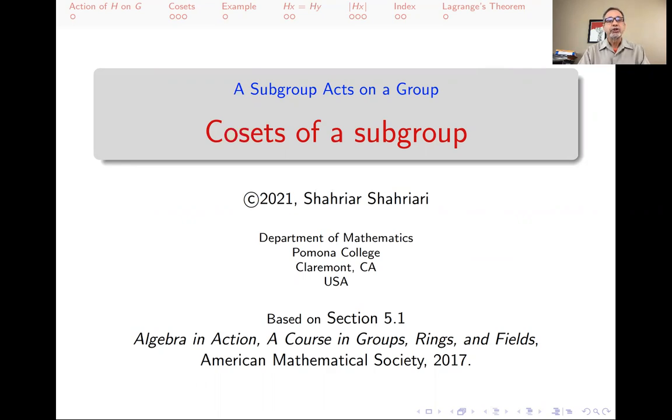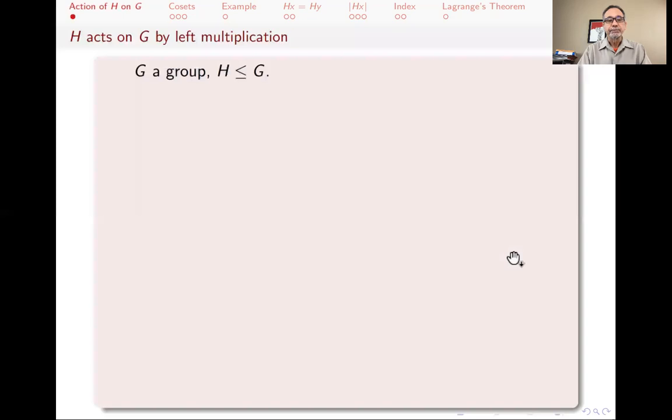This particular lecture is on cosets of a subgroup. The theme in my book is that you learn a lot by focusing on actions of groups. When groups act, that's when you get to know them. This lecture will be an example of such a thing. We will have a subgroup act on the group, and as a result, define cosets. So G is a group and H is a subgroup of G.